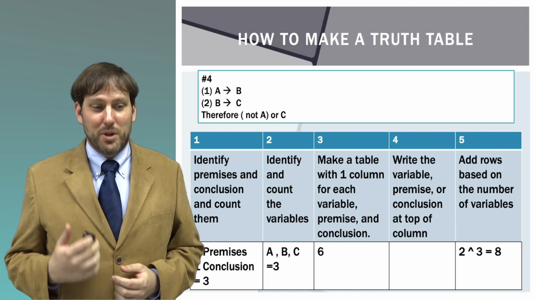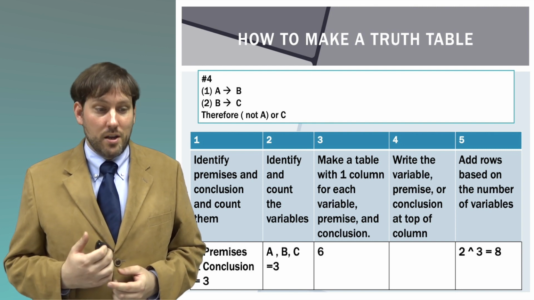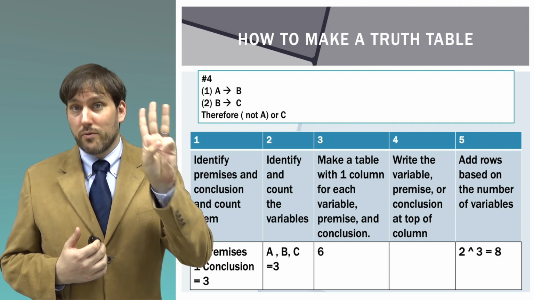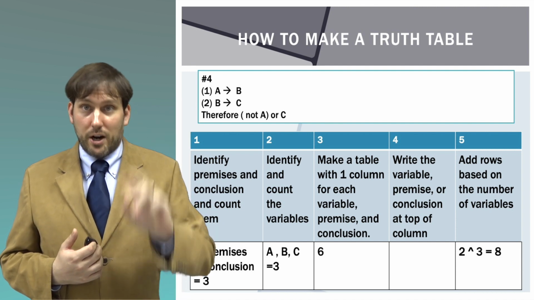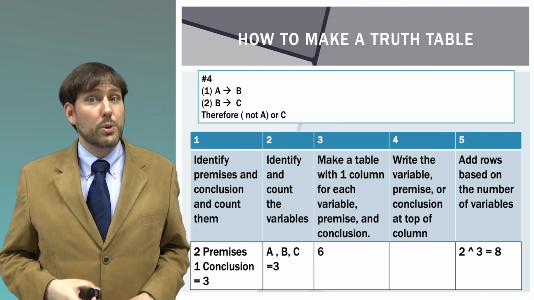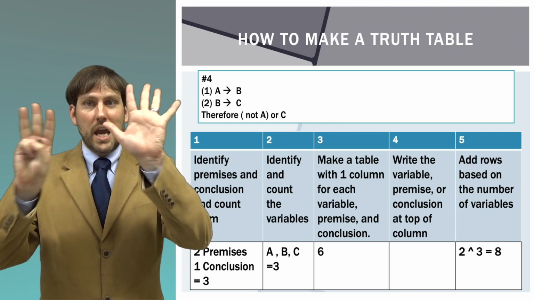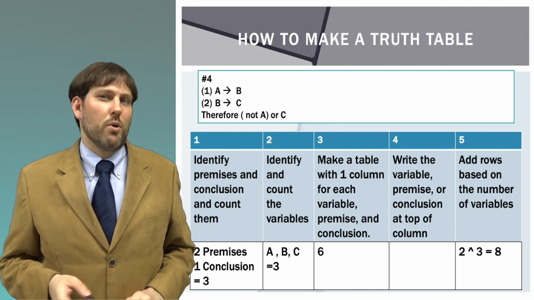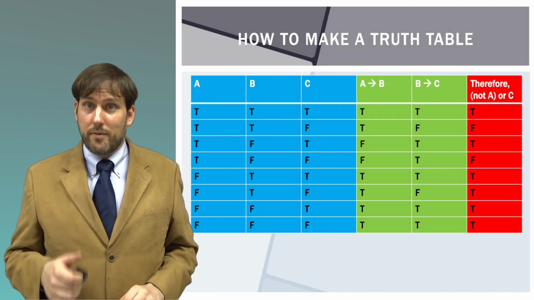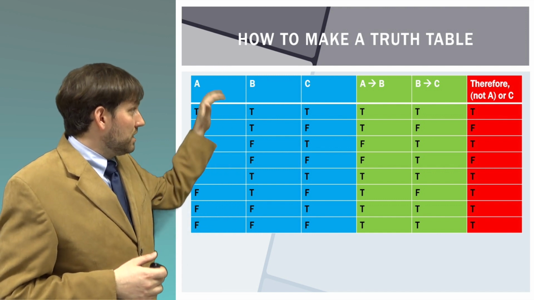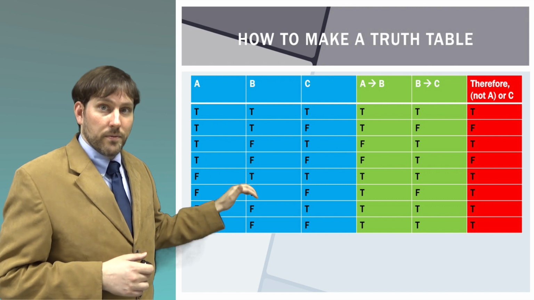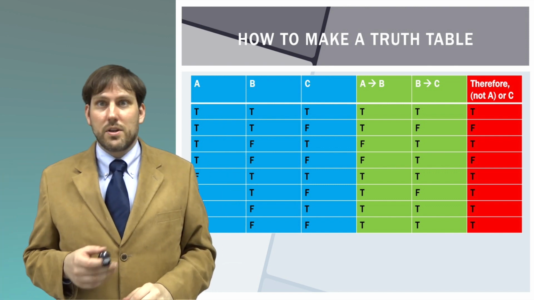A implies B, B implies C, therefore not A or C. So in this case, we have 2 premises and 1 conclusion. So we have 3 of those sorts of rows, and we have 3 variables. So we are going to need 6 columns, and because we have 3 variables, we are going to need 8 rows. So let's look at what that turns out to be. When we had 2, we did T, T, F, F, T, F, T, F. With 8, we do T, T, T, T, F, F, F, F. Then we do T, T, F, F, T, T, F, F, and then T, F, T, F, T, F, T, F.